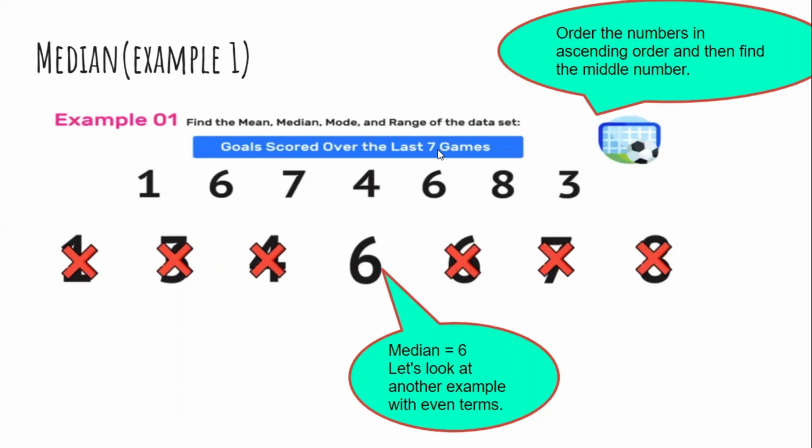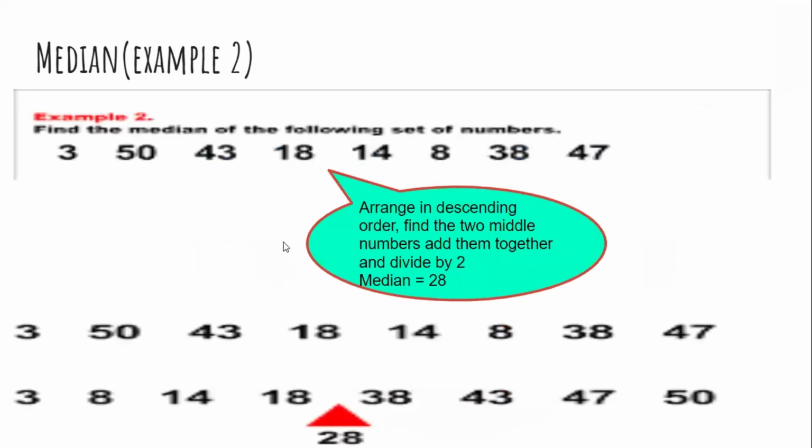So now let's look at an example where the numbers are even. Just to deviate from the past one, this is an example where the median is calculated for even numbers. In this example, we're given 1, 2, 3, 4, 5, 6, 7, 8 terms, which means they are even terms. Now we must take these numbers and order them in ascending order. As you can see in our last row, we have ordered them in ascending order: 3, 8, 14, 18, 38, 43, 47, and 50.